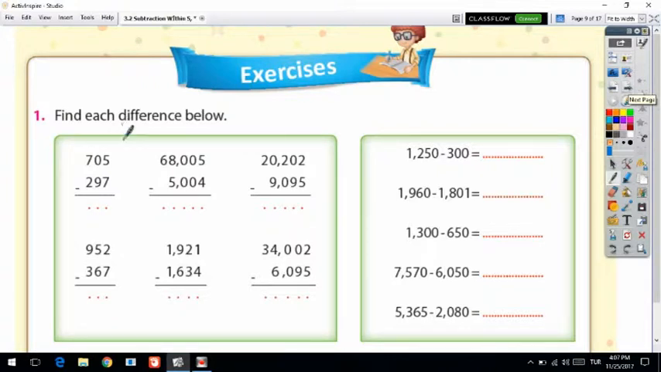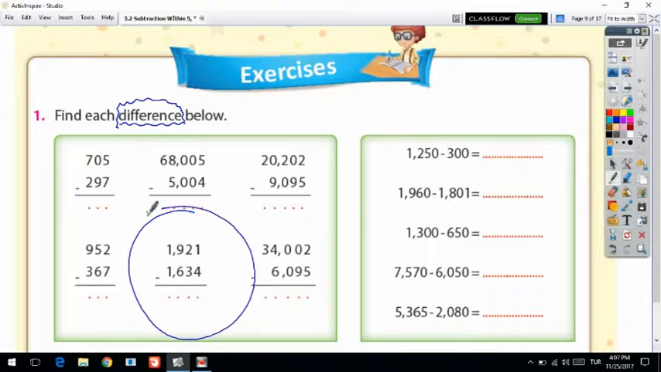Find each difference. So difference shows you subtraction, right? Yeah. Below means down. Okay, let's choose one of them. For example, I want to solve this kind of question. Then the others are yours. First is mine, others are yours. So this is my rule. So 1 minus 4 is equal to, we cannot. So 2, let's make 1. Then let's make this one 11. 11 minus 4 is equal to 7.